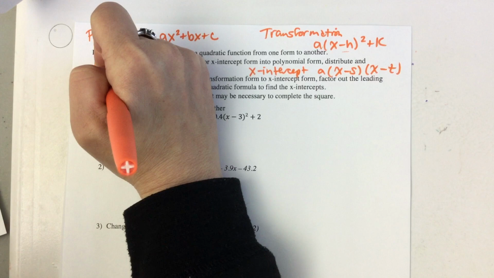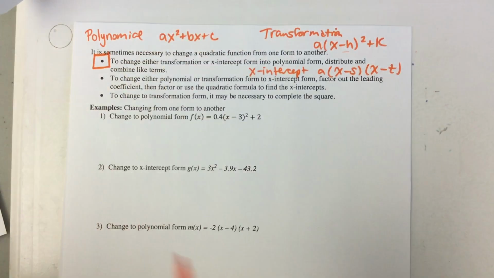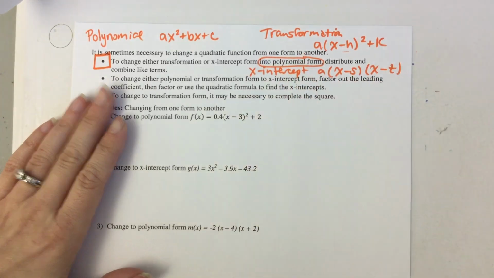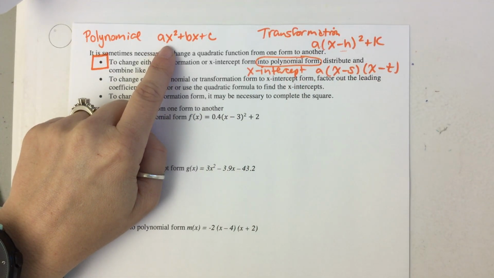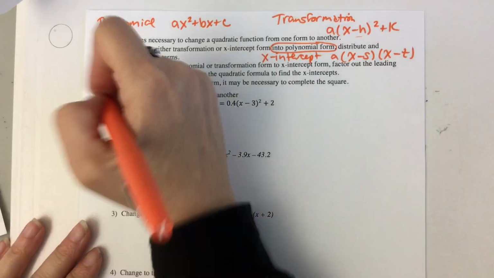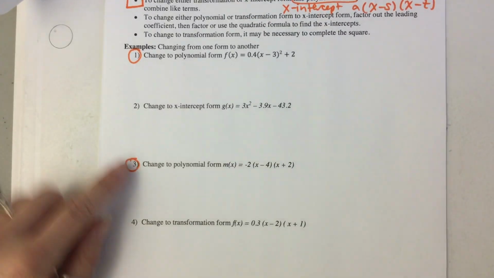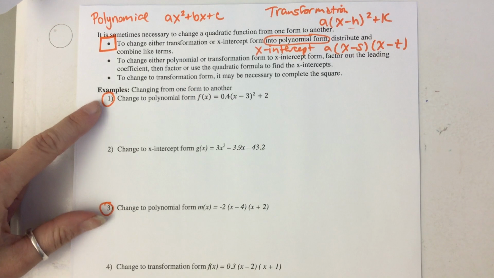So rather than even just going in order, let's go ahead and try to find any of them where we have to go into polynomial form. That is ax squared plus bx plus c. Okay, number 1, change to polynomial form, and number 3, change to polynomial form. So let's go ahead and do those.